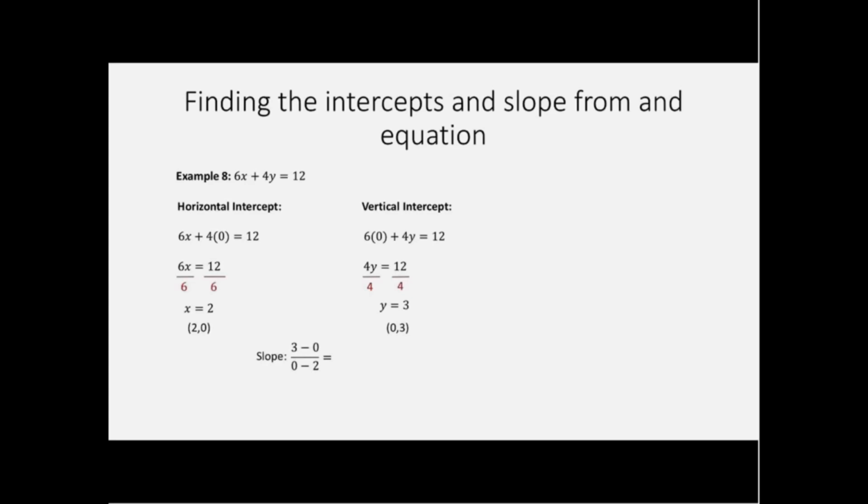Now, slope, well, we have 2 points there. My first point is (2, 0). My second point is (0, 3). If I do rise over run, I would have 3 minus 0 over 0 minus 2. Again, that's the formula that we've seen before. I subtract the 2, and I'm left with 3 over negative 2.